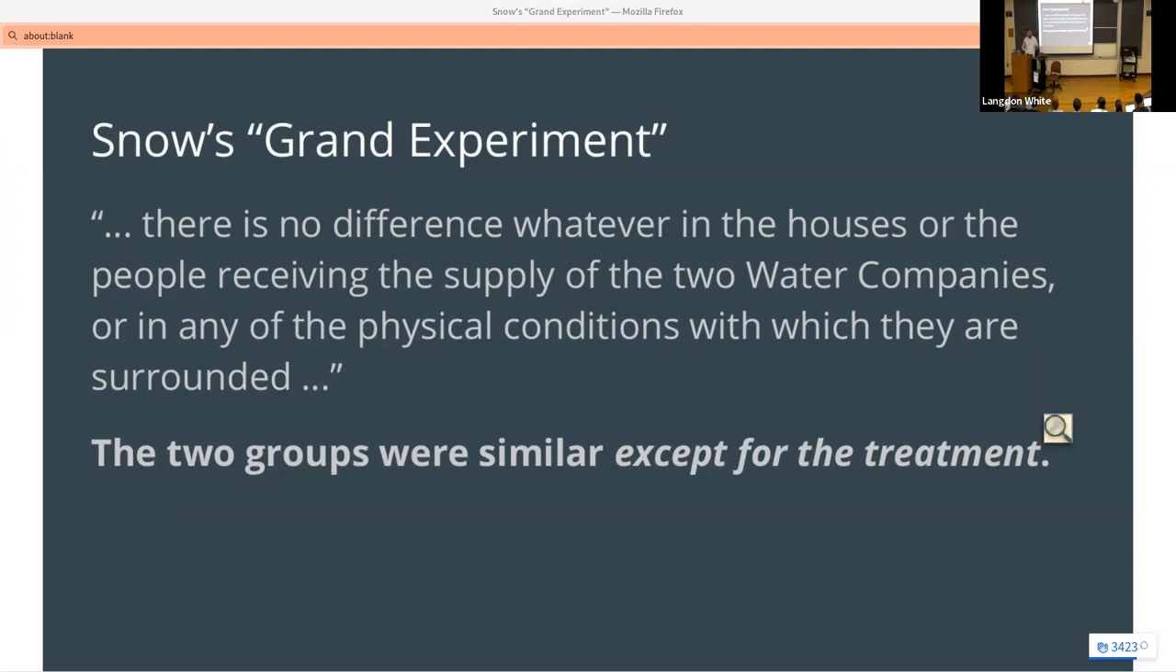Does that make sense? Okay, we'll talk about this more later in a lot more detail. So we can say that they are similar except for the treatment, basically on the factor that the number of individuals being studied is big enough that all other differences will wash out.